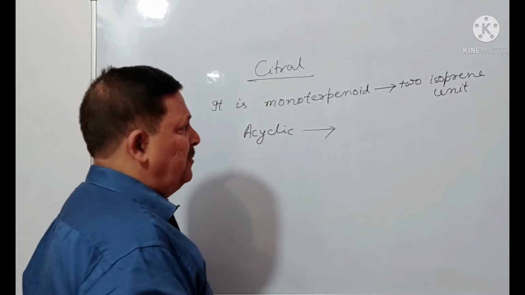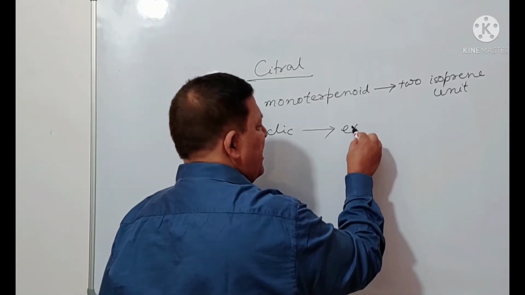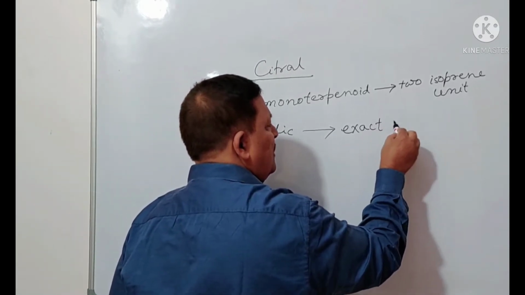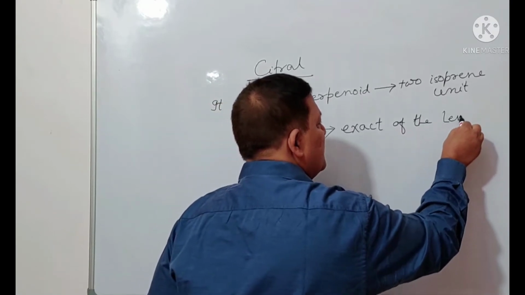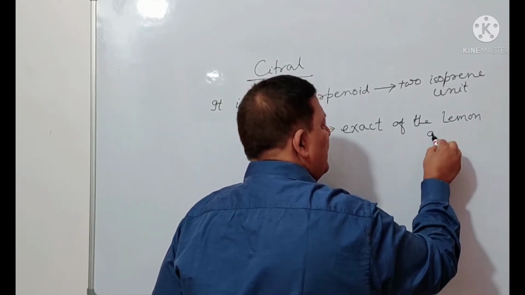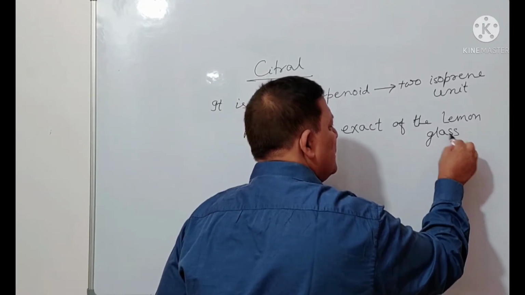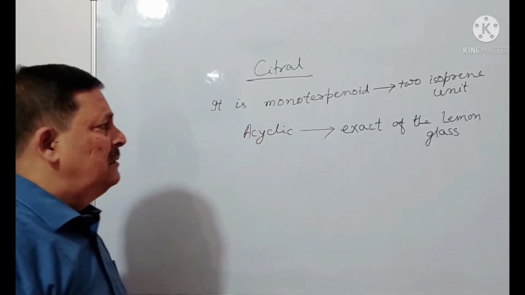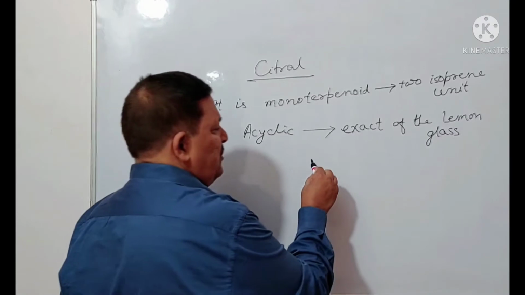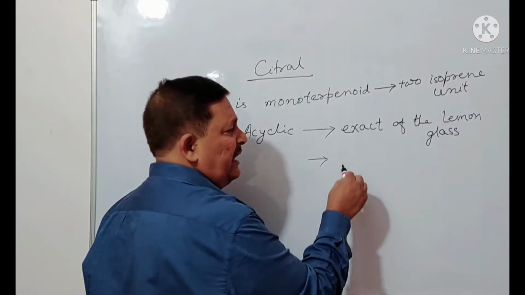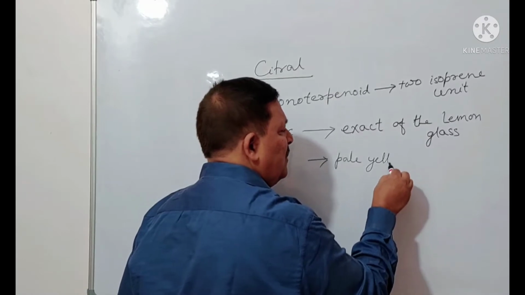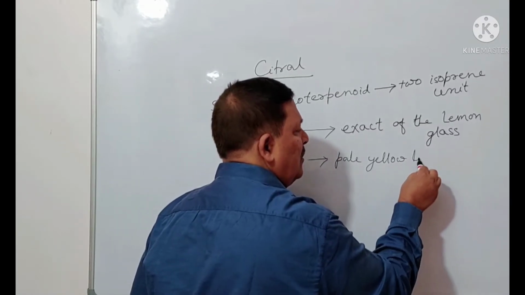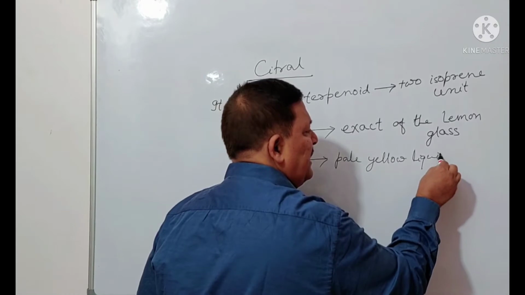It is obtained from the extract of the lemongrass. This compound is isolated in the form of pale yellow liquid.